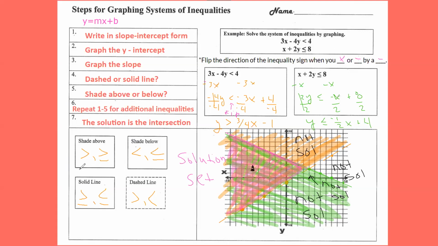So I might choose this point right there. That's over 1, 2, 3, 4, 5, 6, up 1. That's a solution. Well, no, it is a solution. But all of these points in the shaded pink area are solutions. You can just pick a random one. Something on this line, this point right here, that's a solution. This point right here on the orange line, this is not a solution.